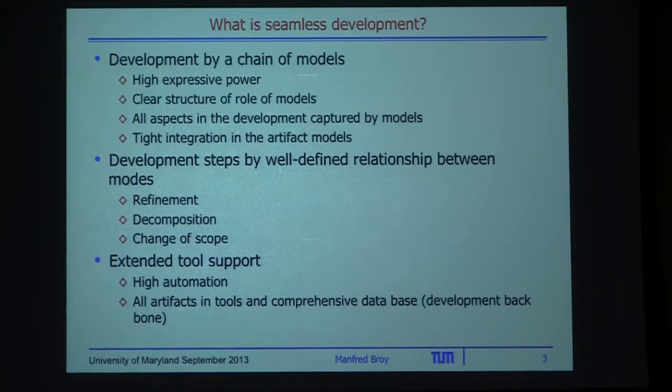And so development steps, at least in principle, from maybe a first, very academic point of view, but from a second side, also a practically interesting view, is that you understand the development step as a change in the model. Change can be many things: adding something to the model, revising the model, changing the level of abstraction. And then you have to understand the relationship between models, like refinement, decomposition, change of scope.